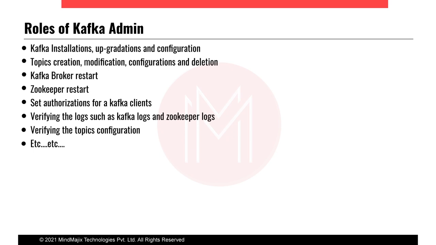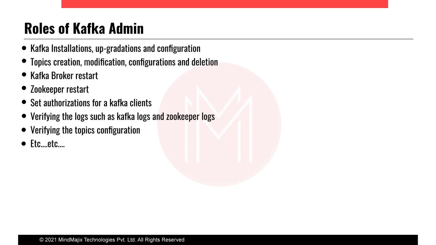We also need to set authorizations for Kafka clients. For example, when we enable security for my Kafka cluster, only authorized people can connect to my Kafka. Anonymous users cannot connect. If you want that functionality, you have to set ACLs, which stands for access control list, for a particular client. This user can connect to this topic and can perform these kinds of operations. That kind of authorization we can set with the help of ACLs.